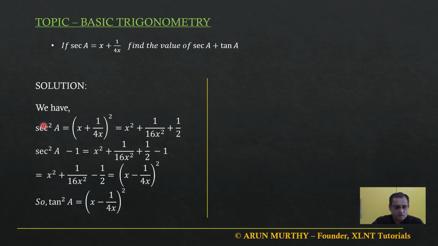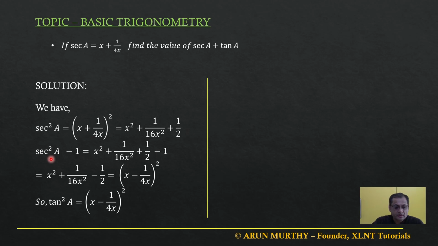So let's first find what is secant square A, and the reason we are going to do that is we know that 1 plus tan square A is secant square A, and that identity can help us find the value of tan A. So secant square A becomes x plus 1 over 4x the whole square. Use the a plus b whole square identity and you get x square plus 1 over 16x square plus 1 over 2. The middle term will be 2 times x times 1 over 4x, which can be simplified. The x will get cancelled and you will get 2 over 4, or it will result in 1 over 2.